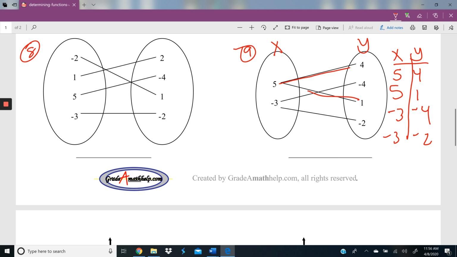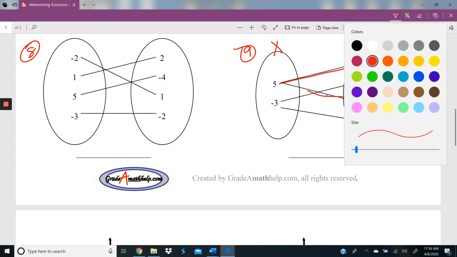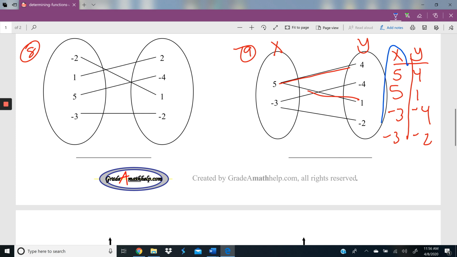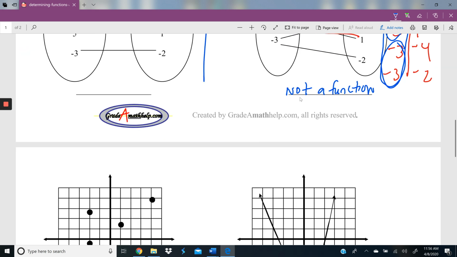So just by looking at this problem, I am only worried about the x side. Which numbers are repeating for the x? The 5s are repeating, and the -3 are repeating. So if it's repeating, that's not a good thing. So it's not a function. And then you do the same for problem number 8. I will not do that one for you, and you would do it for yourself.